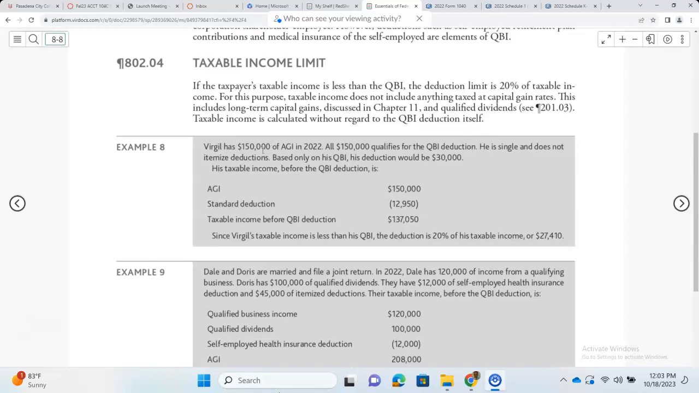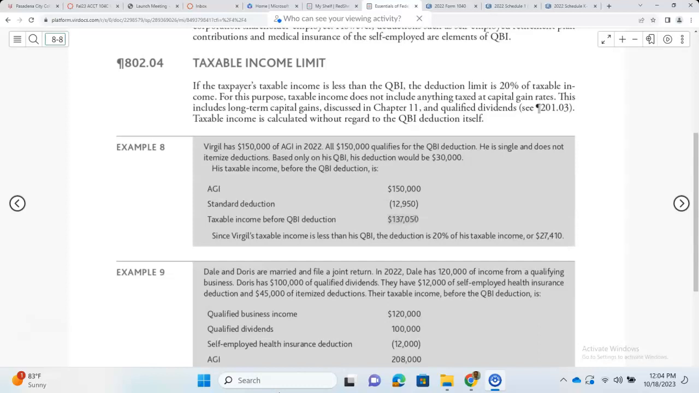So Virgil has $150,000 of AGI, adjusted gross income, in 2020. All $150,000 qualifies for the QBI deduction. He's single and does not itemize deductions. Based only on his QBI, his deduction would be $30,000, which is 20% of 150. His taxable income before the QBI deduction is AGI 150, less standard deduction 12,950, so taxable income before QBI is 137.